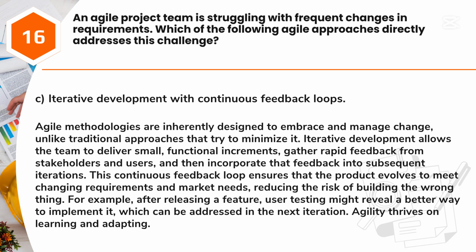This continuous feedback loop ensures that the product evolves to meet changing requirements and market needs, reducing the risk of building the wrong thing. For example, after releasing a feature, user testing might reveal a better way to implement it, which can be addressed in the next iteration. Agility thrives on learning and adapting.